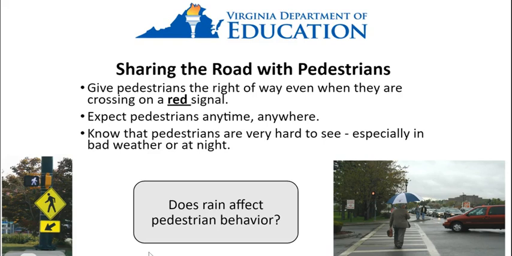Give pedestrians the right of way even if they are crossing on a red signal. Expect pedestrians to do the unexpected. They can cross anywhere, anytime. Know that pedestrians are hard to see, especially in bad weather or at night.